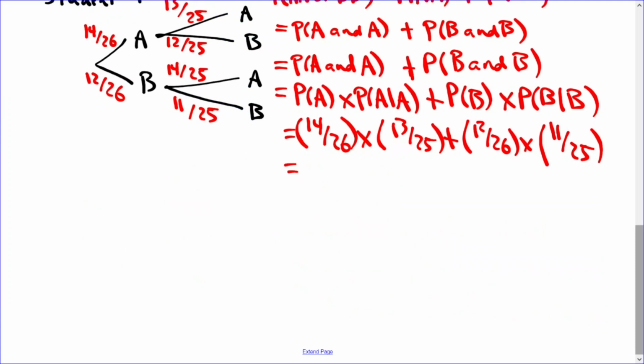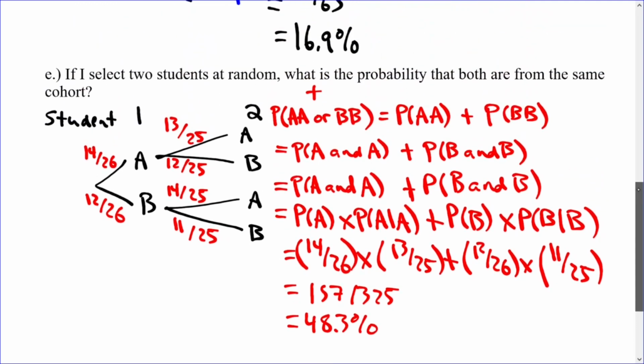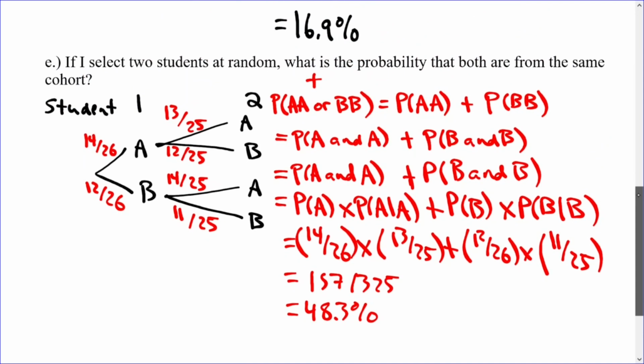So I'm going to multiply these values all on my calculator. So 14 over 26 times 13 over 25 plus 12 over 26 times 11 over 25 is going to give me as a fraction 157 over 325, or as a percentage 48.3%. And let's just double check, did we actually successfully answer the question? What is the probability both are from the same cohort?